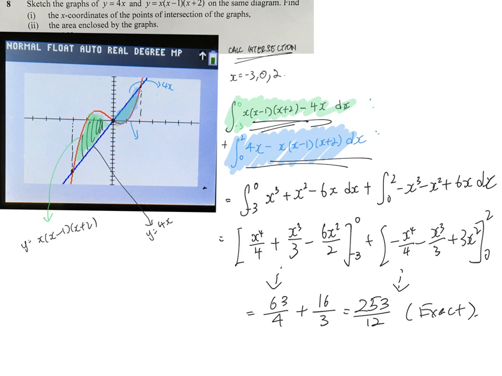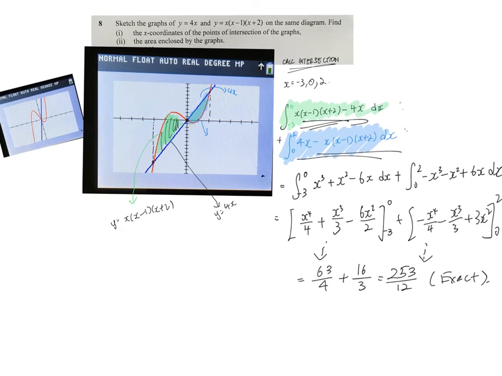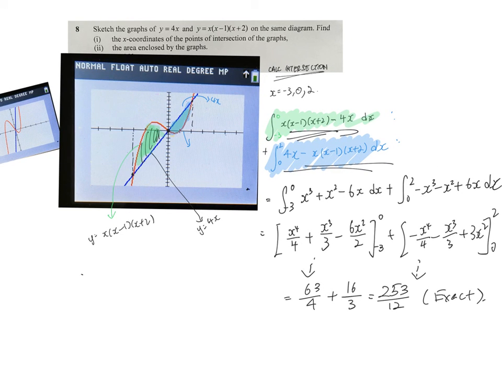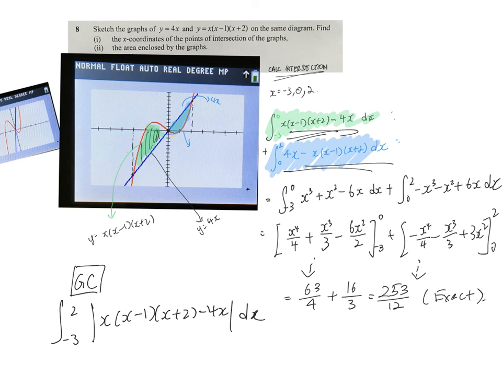If you're going to use a GC, just be careful because you do not know which is above and which is below. It's always advisable that you use the absolute function. If you're going from negative 3 to 2 straight away, use the absolute function just to make sure that you are always looking at the positive region. The GC should give you an answer like 21.083, which is not exact. There are two ways to go about it because the question did not say find the exact area. There's no mention of the word exact, so you can actually use the GC to solve the question.